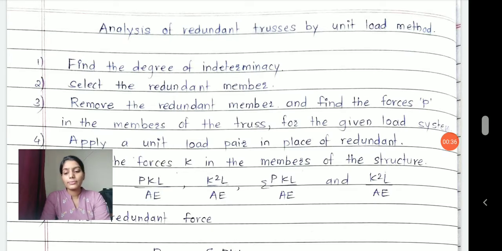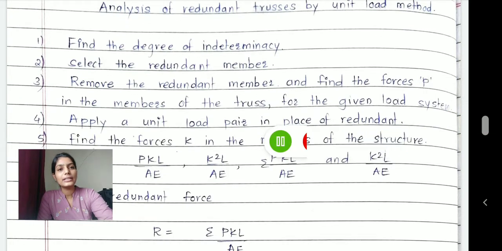Now, if we have an indeterminate truss to solve for, I will approach with the same unit load method, but the only thing that changes over here is finding the redundant force and selecting the appropriate redundant force. How to do that and what are the steps? Steps basically I have enlisted here. We will understand the steps and then we will move towards one question based upon this topic.